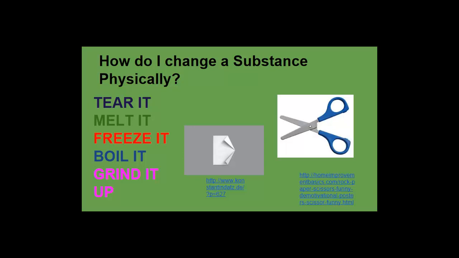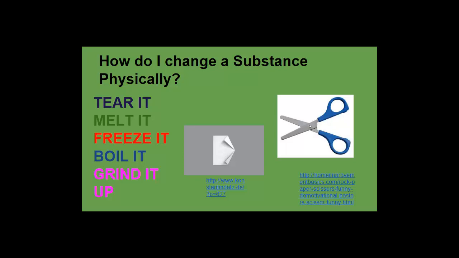We could tear something, melt it, freeze it, boil it, grind it up, fold it up, or use a scissors to cut it up. Such as if we take a piece of paper and we fold it to make a paper airplane. That paper is still paper. It has not changed the way the substance is made or what it is made up of, but we have changed its shape or its look.